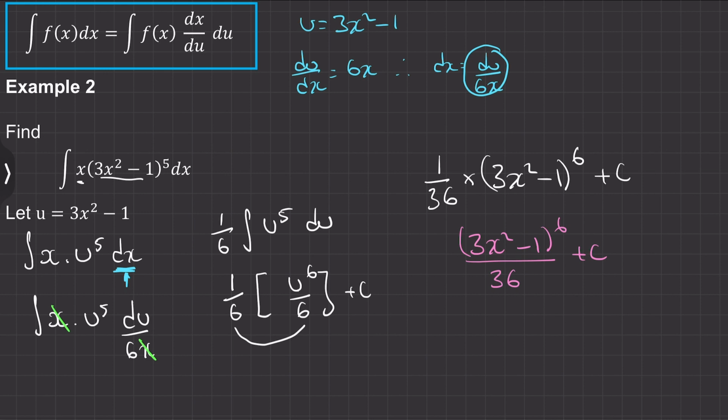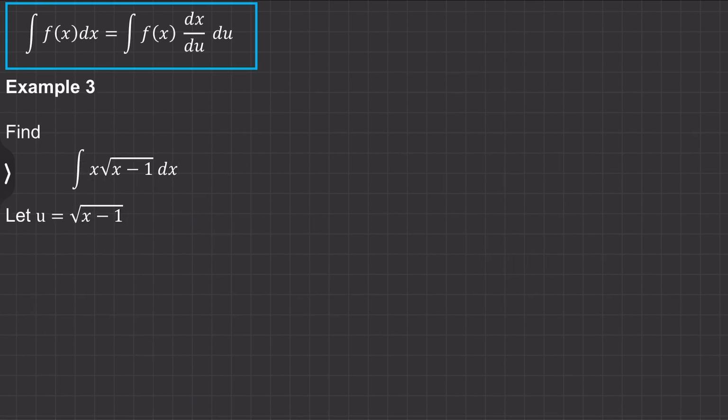Okay? Let's try question 3. Okay, so in question 3, we've been asked to work out the integral of x times the square root of x minus 1 with respect to x. And we've been told to let u equal the root of x minus 1. So if you want to try this question yourself, you can pause the video, and when you come back, we'll go through the worked solution.